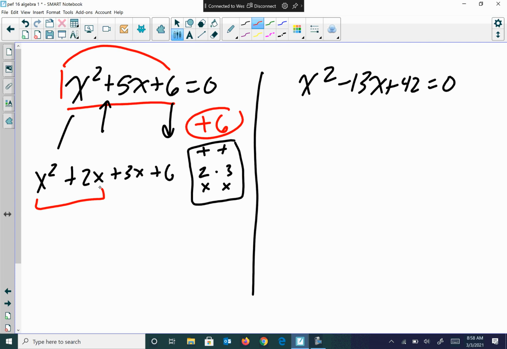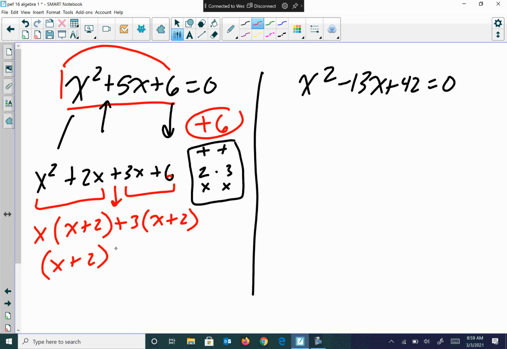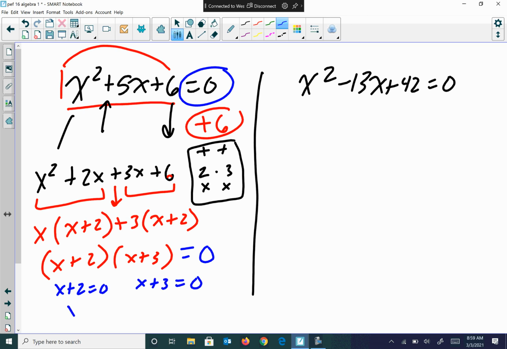Take a look here. I have an x in common. This sign's positive. Looks like I can bring a 3 out in front of those. So we have x plus 2 and x plus 3. We're not done because it was equal to 0. So I'm going to set those equal to 0 and break them apart. Subtract 2. Subtract 3. Done, done, done.